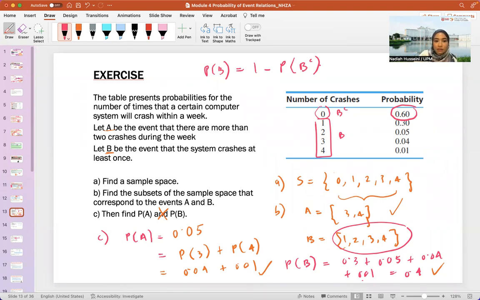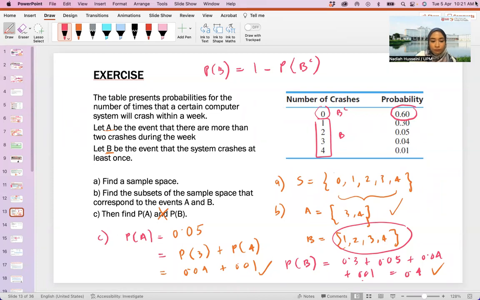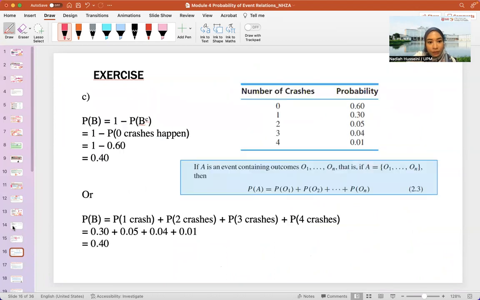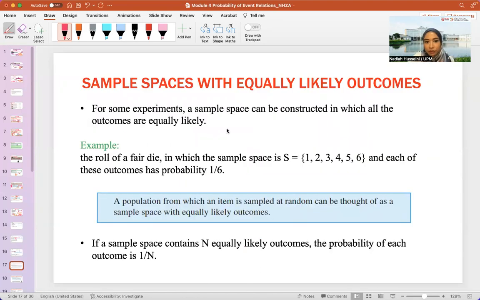So everyone okay with this exercise? Okay, moving on. If you have any questions, you can just interrupt me. Oh yeah, I have this example as well. PB is 1 minus PB complement, 1 minus P of 0 crashes happen, which is just 1 minus 0.6. This is the other approach, and this was Amar or Shahmi. Not sure who was the one asking me that. Okay, thank you very much for the discussion.